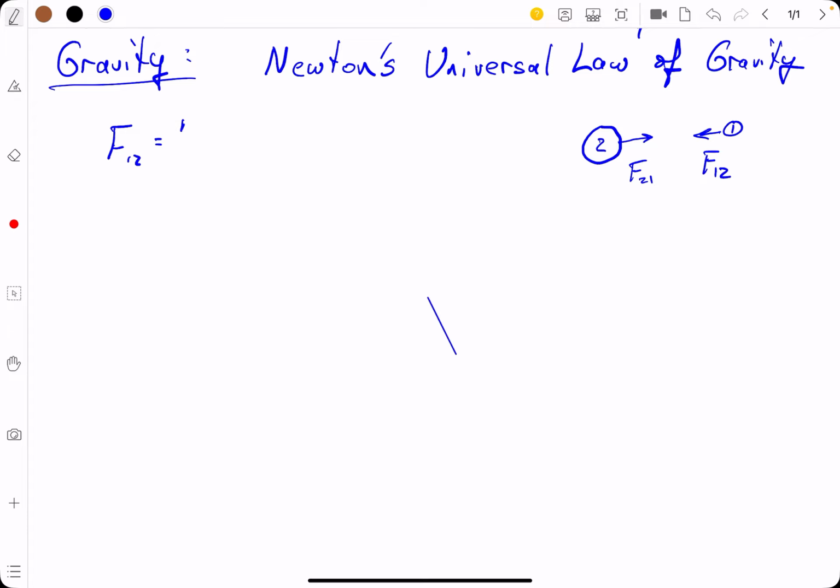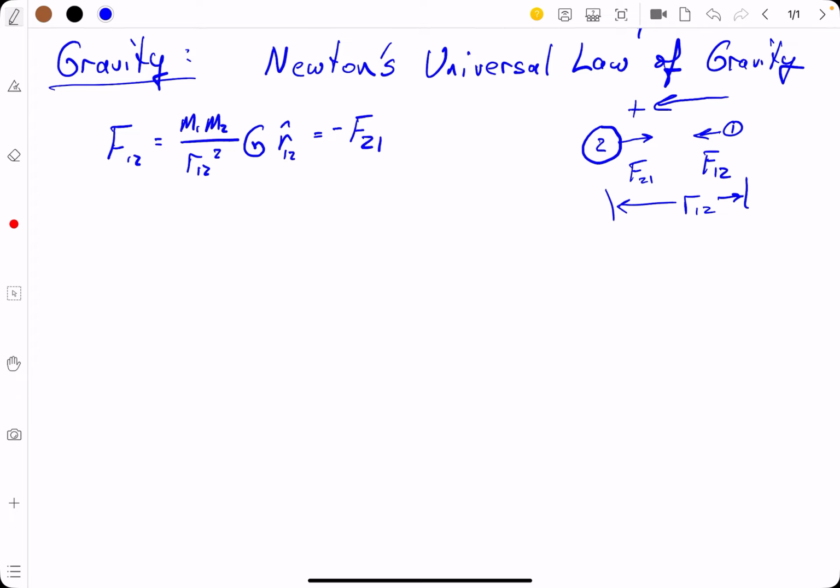Let's get into it. We've got the mass of 1 times the mass of 2. And in my coordinate system, I'm actually calling this positive. So we've got mass 1, mass 2. We've got the distance between them. So we're going to take R12, we're going to square that. We're going to multiply the whole thing by G. And that is in the r hat direction of R12. Fine. Good. That happens to equal minus F21.